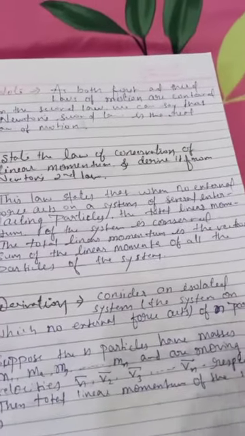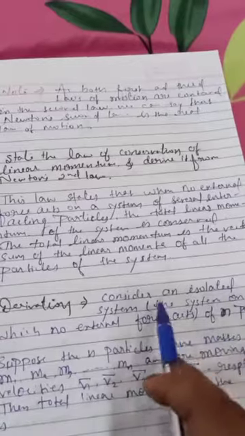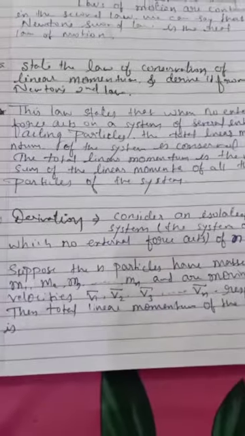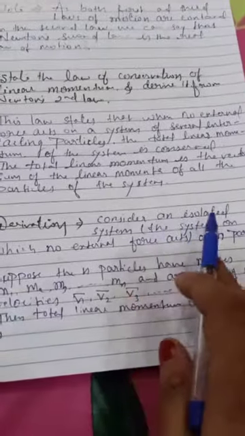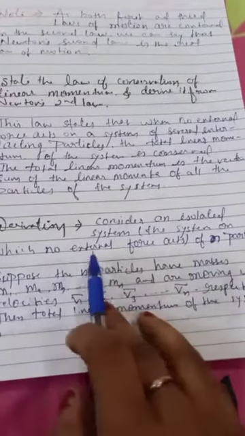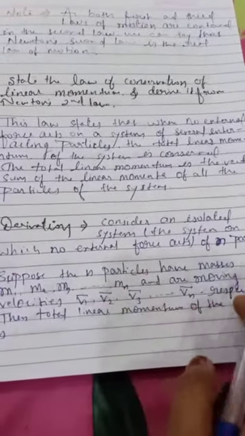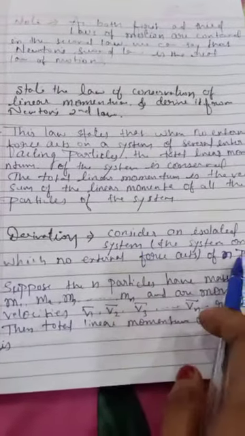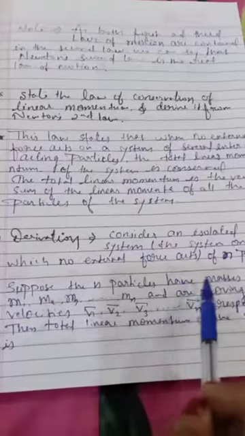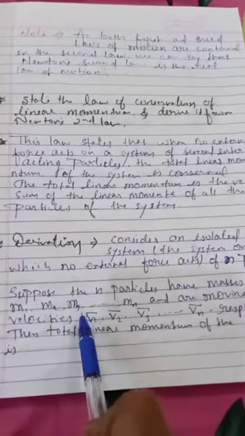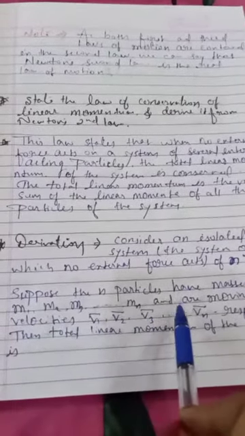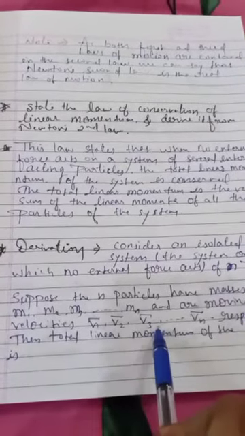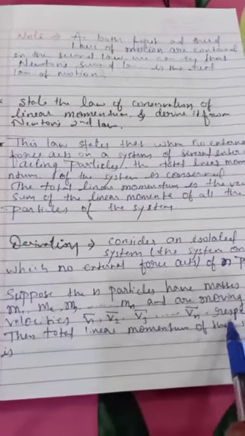Now we will derive this. Consider an isolated system, the system on which no external force acts, of n particles. We will consider a system on which no external force is being applied. Suppose the n particles have masses m1, m2, m3 and so on up to mn and are moving with velocities v1, v2, v3 up to vn respectively.